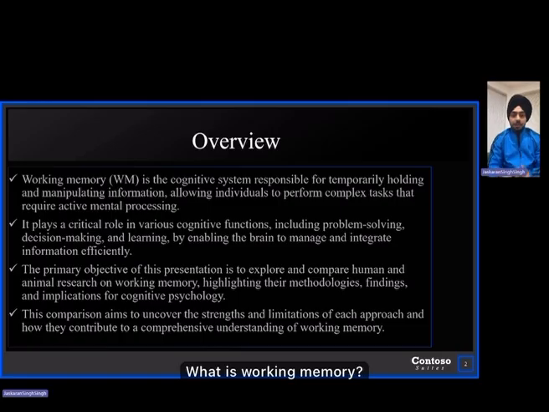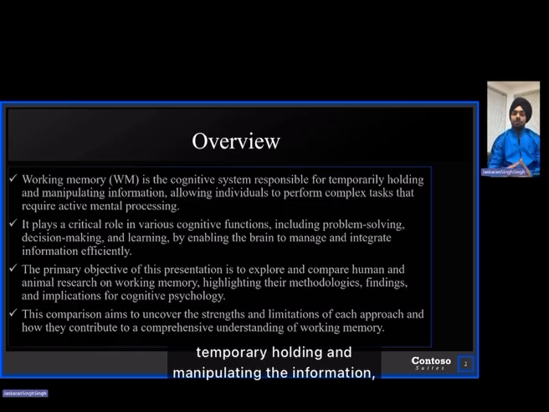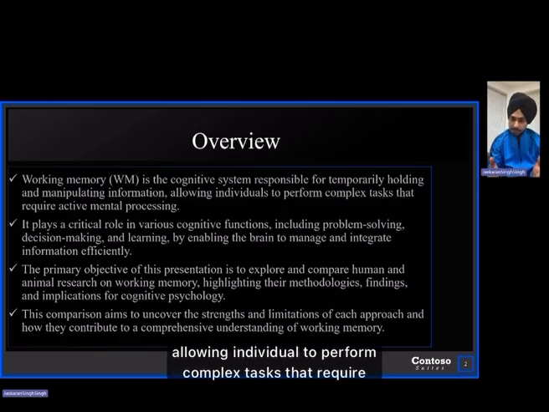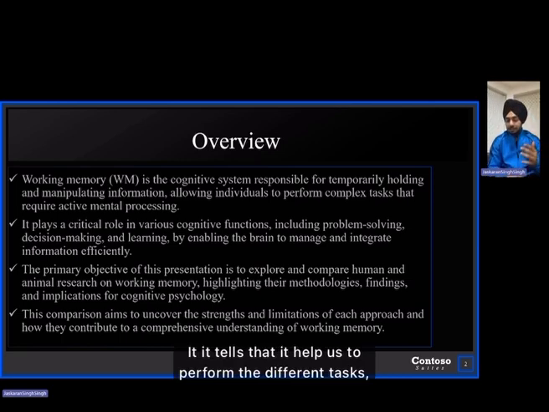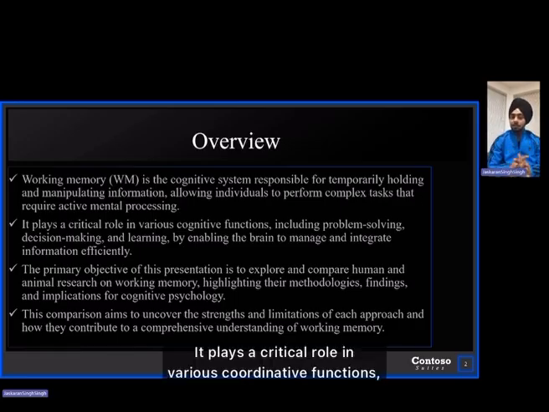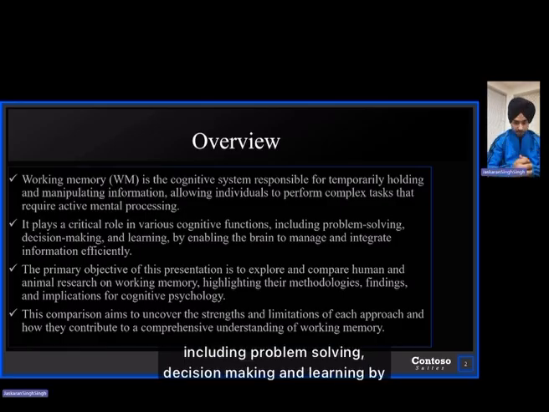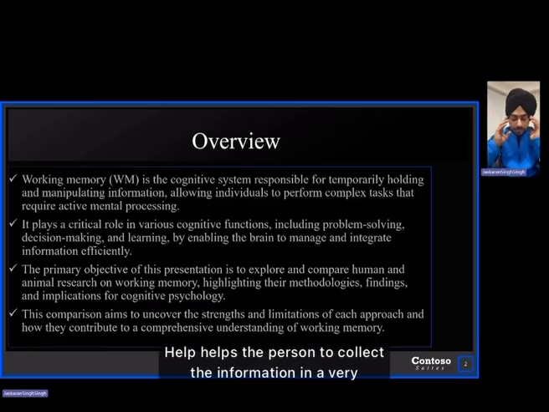What is working memory? Working memory is a cognitive system responsible for temporarily holding and manipulating information, allowing individuals to perform complex tasks that require active mental processing. It helps us to perform different tasks and helps in the mental processing of a person. It plays a critical role in various cognitive functions, including problem solving, decision making, and learning, by enabling the brain to manage and integrate information efficiently. It helps the person to collect information in a very efficient way.